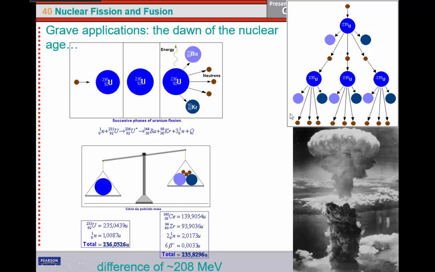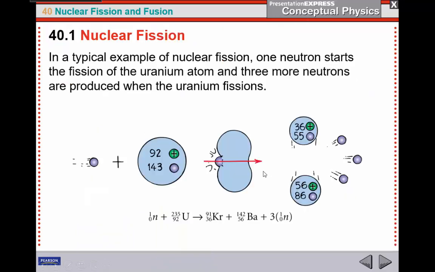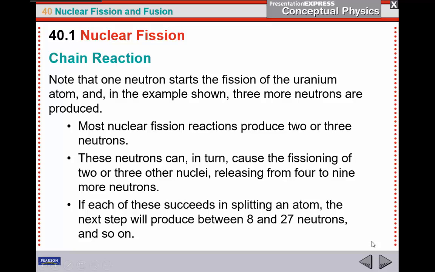Now this diagram up the top over here shows how the uranium will go through a chain reaction. So 1 becomes 2, becomes 4, becomes 8, becomes 16. Very, very quickly you've got millions of reactions occurring. Alright, so a typical fission reaction is when you're producing two heavy nuclei, and it doesn't have to be krypton and barium, it can be other things as well, as we discussed.